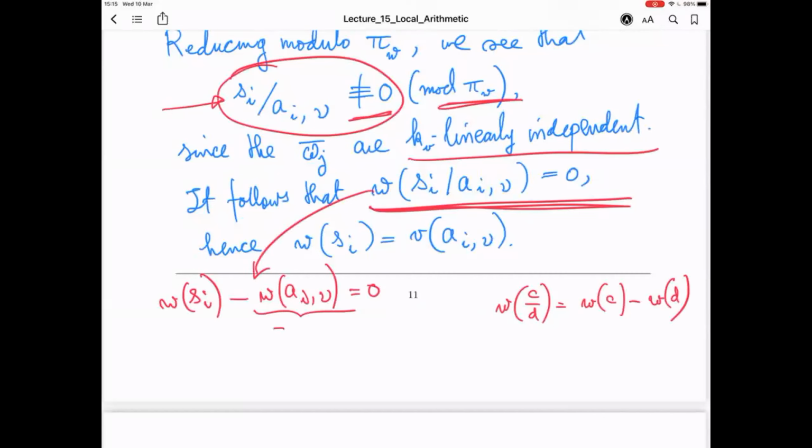But W of Ai nu is equal to V of Ai nu, because Ai nu is actually in K star, and W extends the valuation V on K. So our claim is that if Si is non-zero, then W of Si is equal to V of some element of K star.